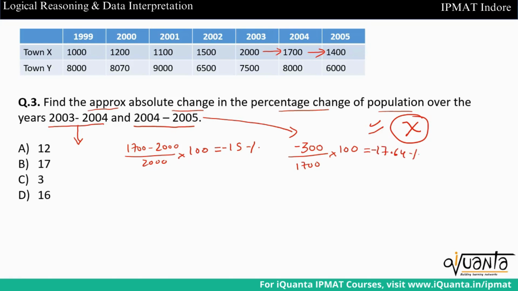Now we have to find out the approx absolute change. So change means the difference, and while calculating the difference we never pay any attention to the sign. So we simply have to find the difference between these two, which is around 2.64, and we have been asked the approx absolute change, so this is approximately equal to 3, hence this will be the correct answer. Let's solve the last one.